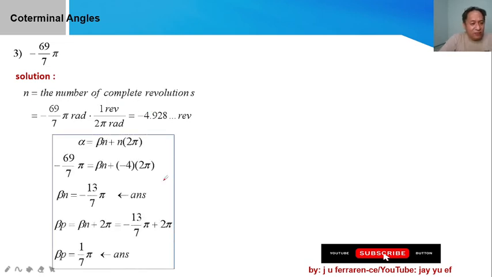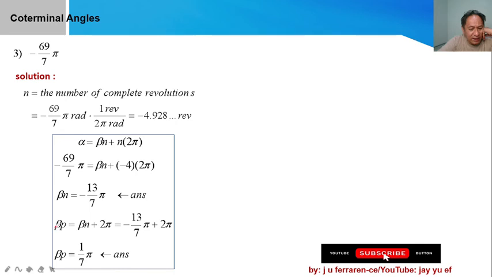So, I can consider the formula this time. Alpha is equal to beta plus n times 2 pi, because this is in radians. Take the given angle here. This fractional part of a complete rotation is the smallest negative angle because the angle here is negative. What is our n? That's negative 4, correct? Then we can multiply that with 2 pi. When that is combined, we have minus 69 over 7 pi plus 8 pi. So, this is the result for the smallest negative angle.